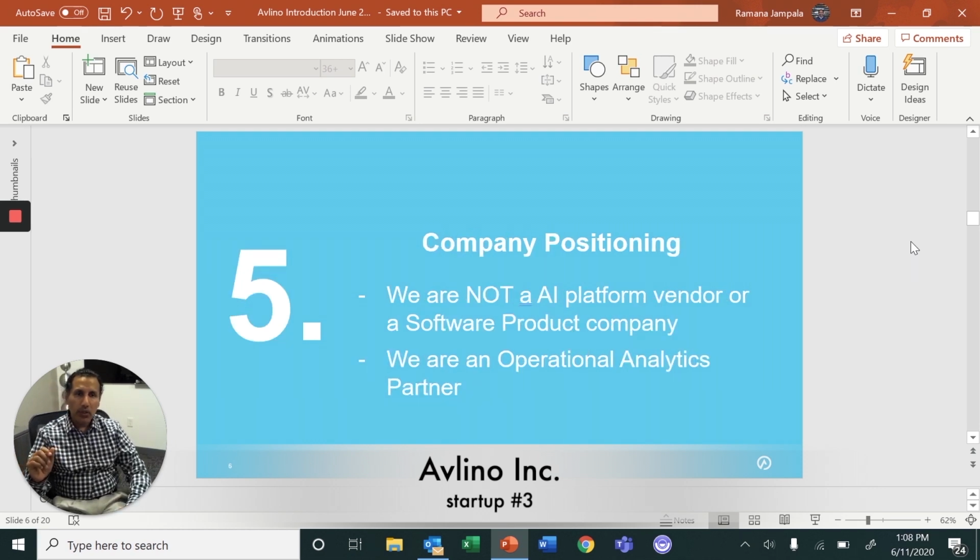The next point is, what's our positioning? We are not an AI platform company, nor are we a software company. We are an operational analytics partner, which means we understand your existing business process, its inefficiencies, and we deliver AI solutions that eliminate these operational inefficiencies.